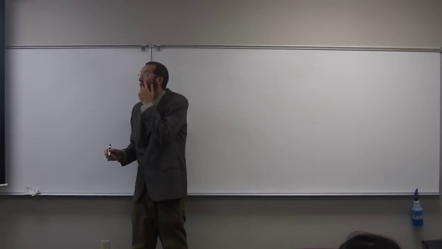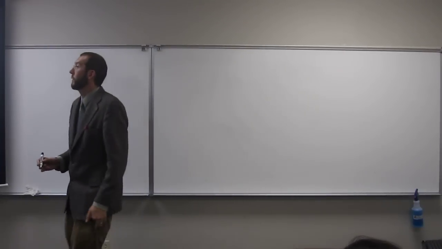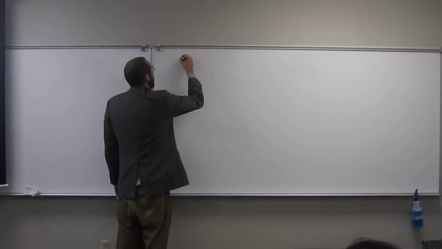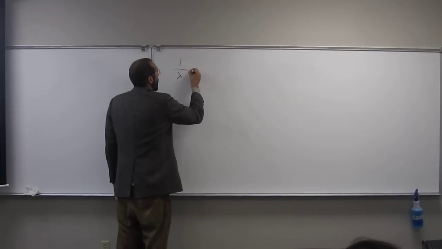So it says, what is the shortest wavelength line in nanometers in the Paschen series, which is n2 equals 3 and n1 equals infinity for hydrogen? So what do we need to do? We need to remember the Rydberg equation.